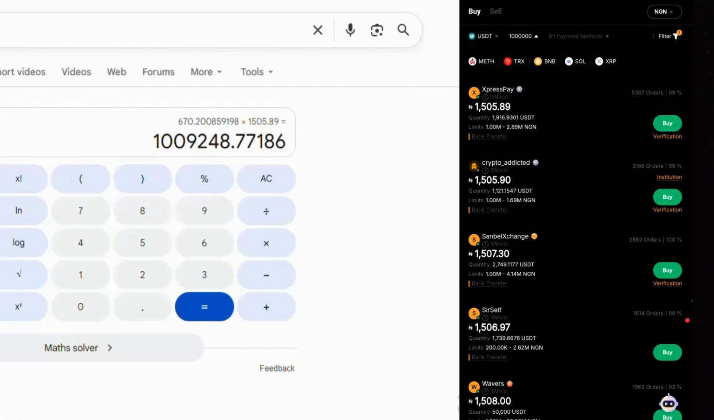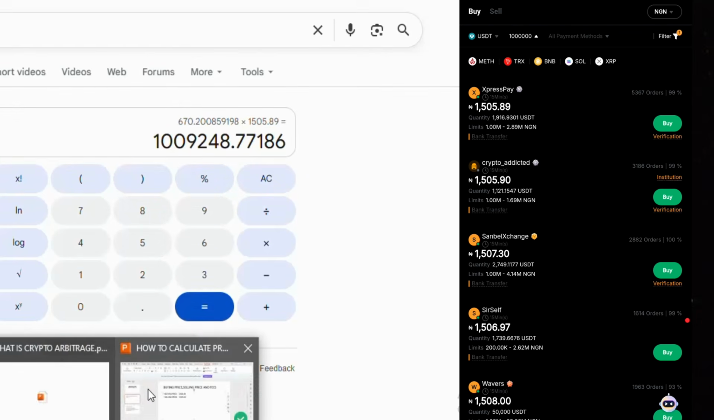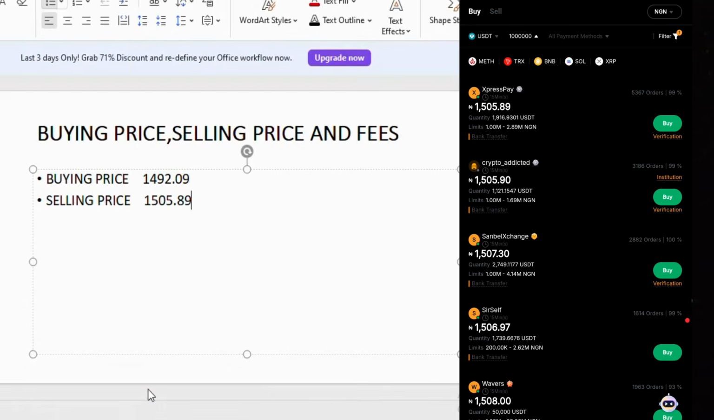Now remember, I told you that the rates can change. So maybe in the next 1 hour, you can come back and find out that your buying price is now 1490 and your selling price is now 1505, 1500. So this buying price and selling price always changes. It is not static and it doesn't stay for a long time.